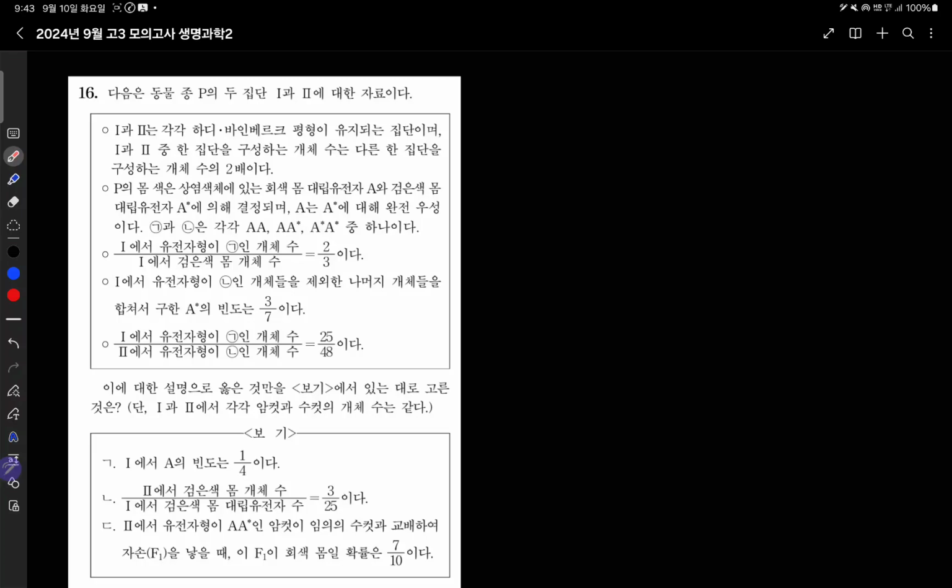Hello everyone. In this problem, there are two populations of an animal species P. Two populations satisfy Hardy-Weinberg equilibrium, and the size of one population is twice the size of the other.